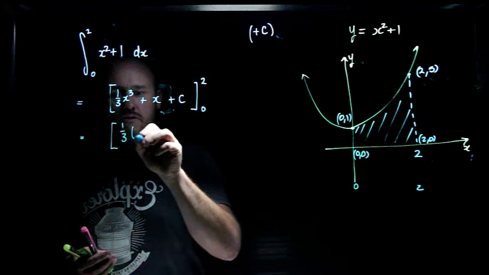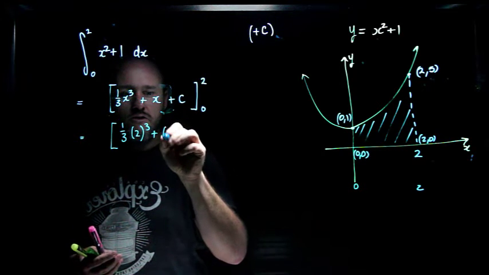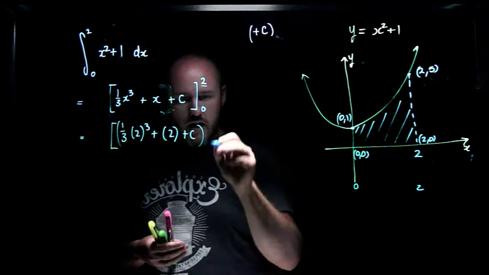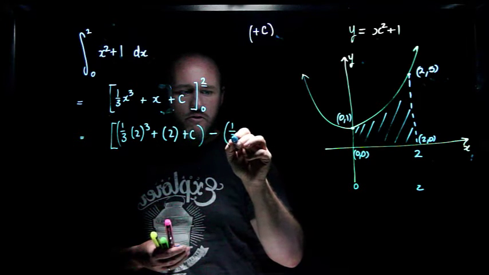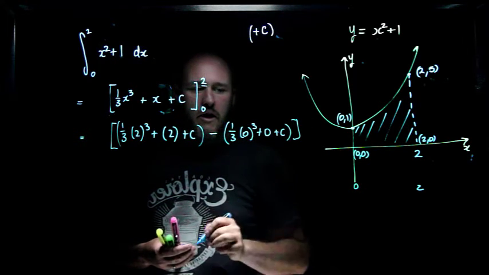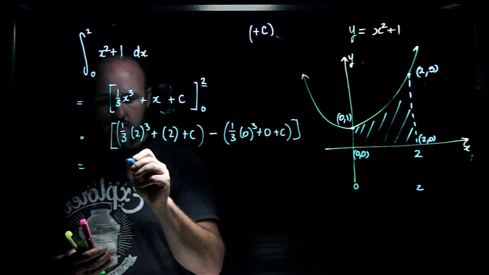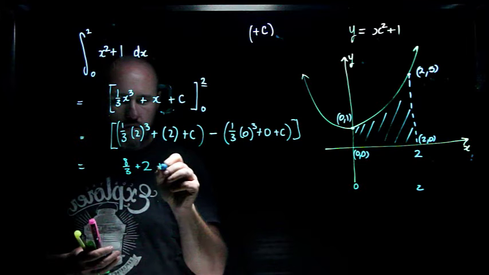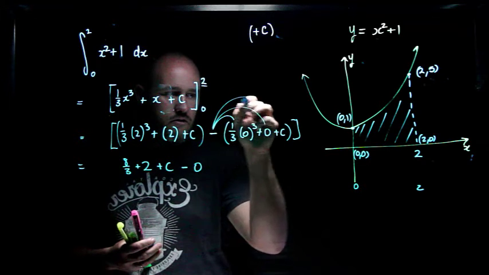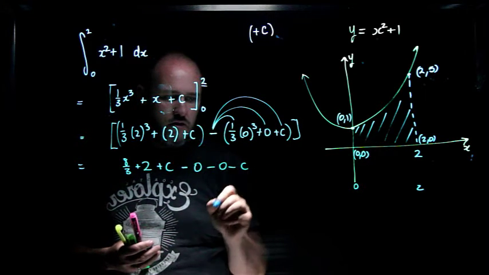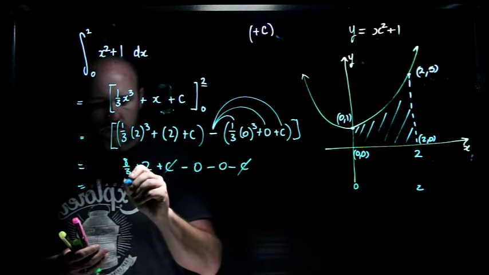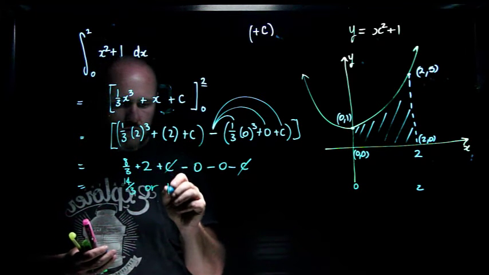So this is now 1/3 times 2 cubed, plus 2, plus C. That's my substitution of 2. And then I'm going to subtract from that the substitution of 0, which is 1/3 times 0 cubed plus 0 plus C. And then I'm going to evaluate this. So my evaluation gives me 8/3 plus 2 plus C minus 0. This minus is attached to every single one, minus 0 minus C. The C's cancel out. So we have 8/3 plus 2, which is 8/3 plus 6/3, which is 14/3, or of course 4 2/3.